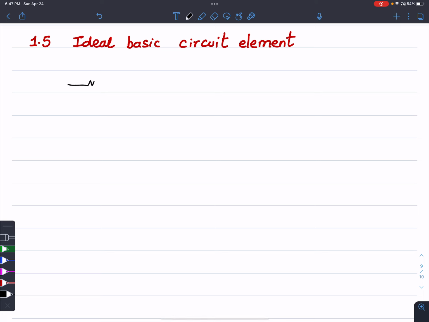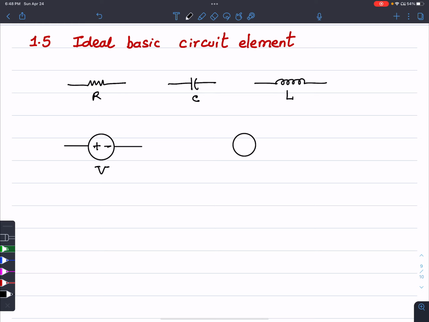We are going to look at resistors, capacitors, inductors. These are all circuit elements that we are going to encounter in this course and use extensively. In addition to those, we are going to look at some voltage sources, some current sources, both dependent and independent current and voltage sources.